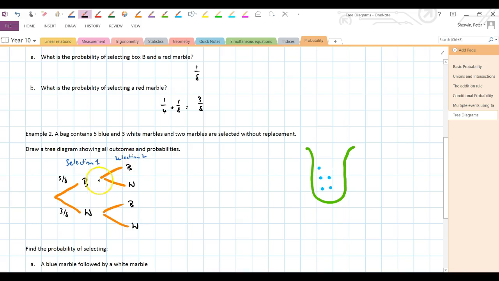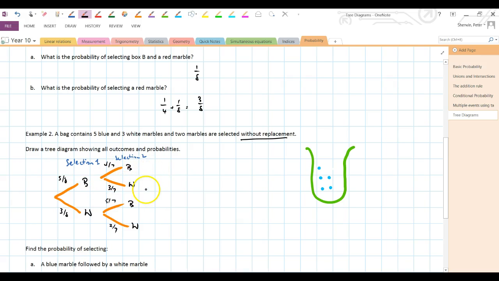Now selection 2, the ball is without replacement. It's not being put back. So we've taken a blue ball out. We've only got 4 left. So we've got 7 marbles. 4 of them are blue, and 3 of them are white. Now if the white came out first, I've only got 2 white. I've still got 5 blue. So 5/7 and 2/7.